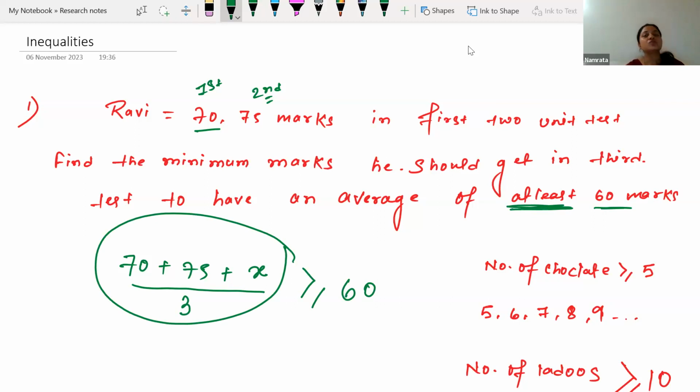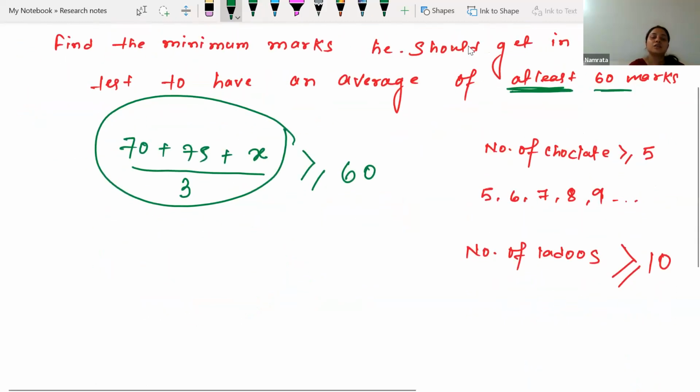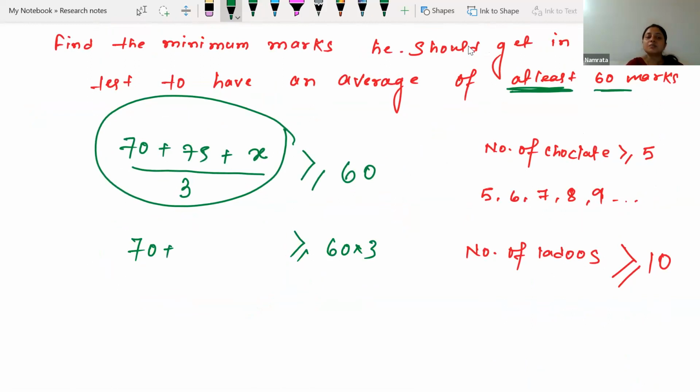Now what we'll be doing? Just solving the inequality. So let's solve it. Like this, 3 will go over there. So we can say 60 into 3 it will be. We don't have to change the inequality sign because we are just multiplying with a positive number. So just like this, we will be solving the inequality, not the equation, and we will be getting the range of x.